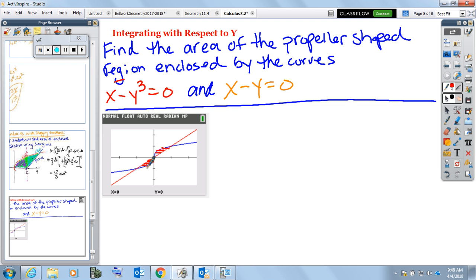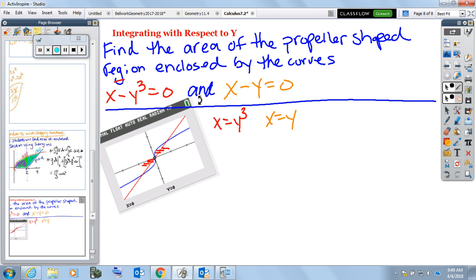But really I want it in terms of y. So what I'm seeing here is that x equals y cubed is one function and x equals y is the other. Those are the two functions we're going to be dealing with. When we find the area between two curves, we take the greater curve and subtract the lesser curve. Well, look what happens here.